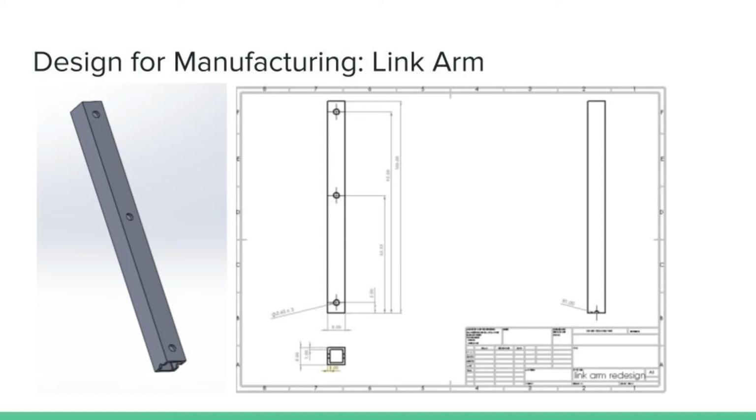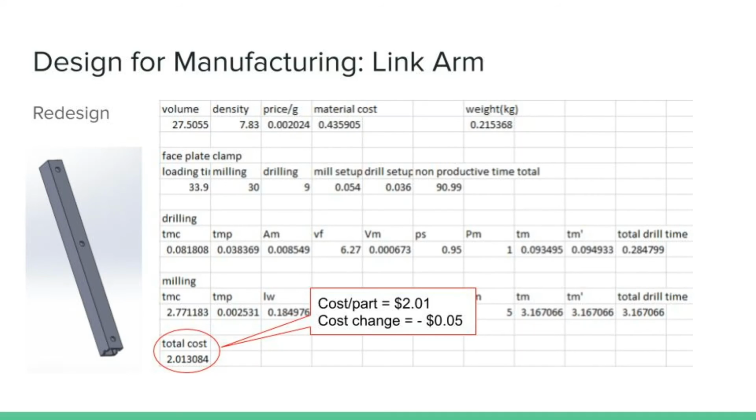These redesigns give an updated part, shown here, which is much more feasible to make and machine properly. On top of that, after a recalculation of the cost estimate, the new part is also 5 cents cheaper, at a price of $2.01 per part.